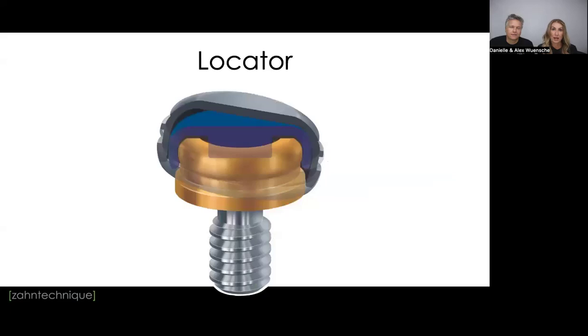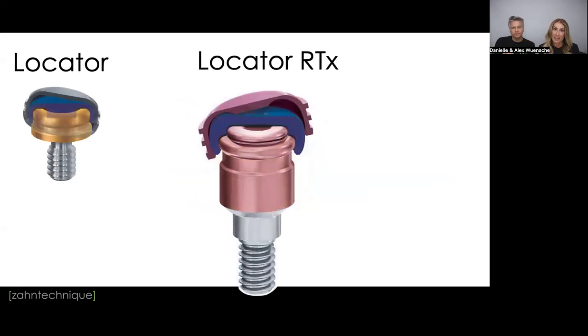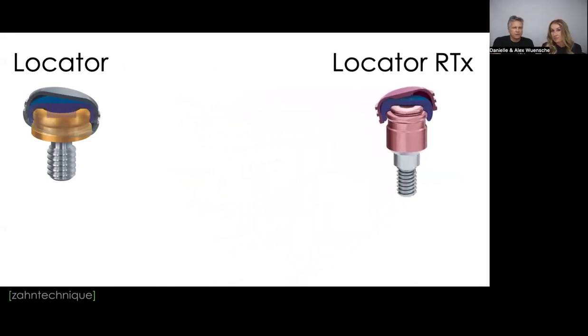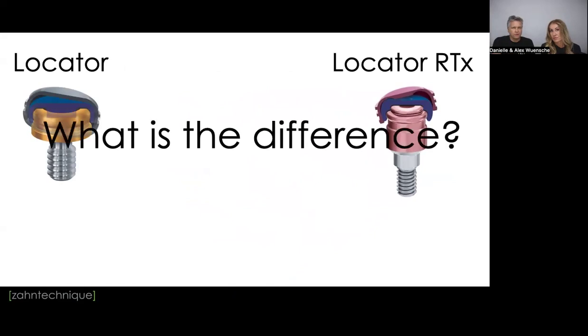Locator, I'm sure you all out there are familiar with the Locator. I feel like that is the most widely known system of attachments. And then we also have the Locator RTX now, and we can talk about the differences between the two, because that's always a widely asked question: why Locator and why Locator RTX? Yeah, what's the difference actually? So you want to explain, right?